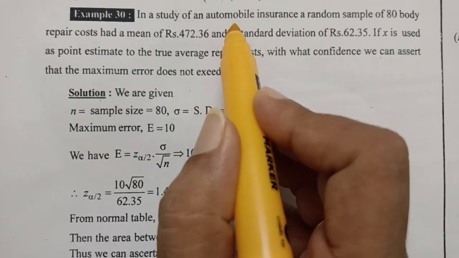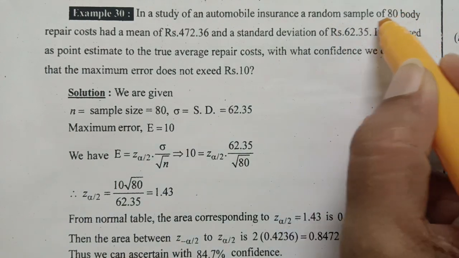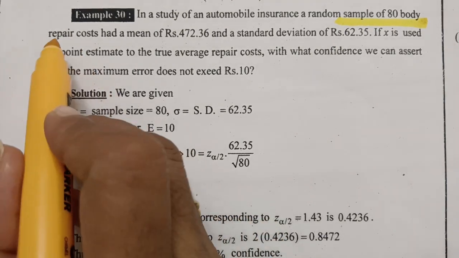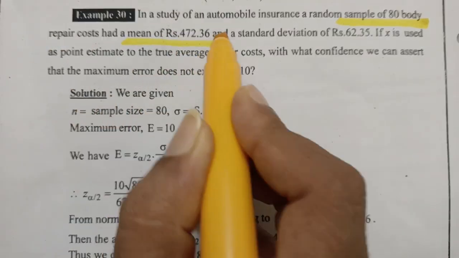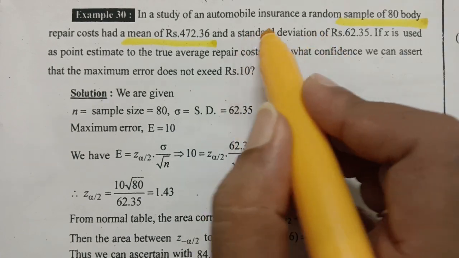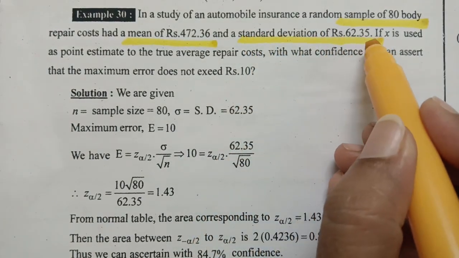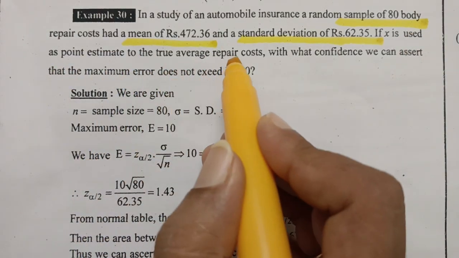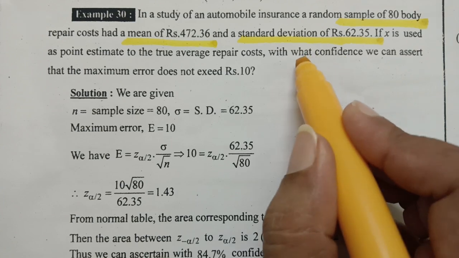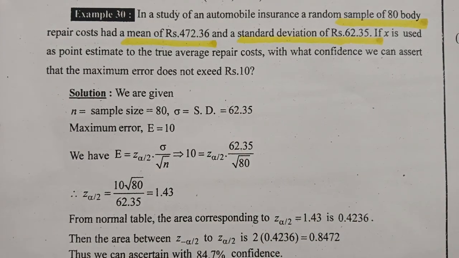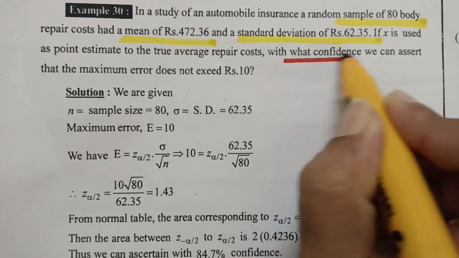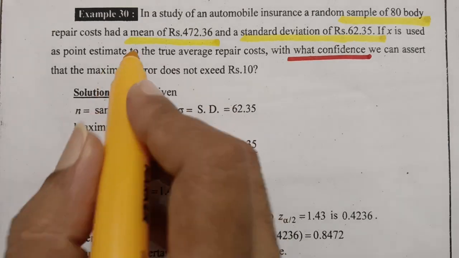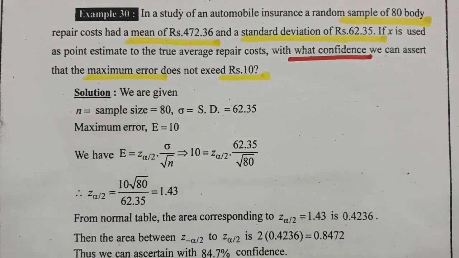In a study of an automobile insurance, a random sample of 80 bodies. Here the sample size n is given. Repair cost had a mean of 472.36 and a standard deviation of rupees 62.35. If x̄ is used as a point estimate of the true average repair cost, with what confidence can you assert that the maximum error is rupees 10? So we have to find the confidence.